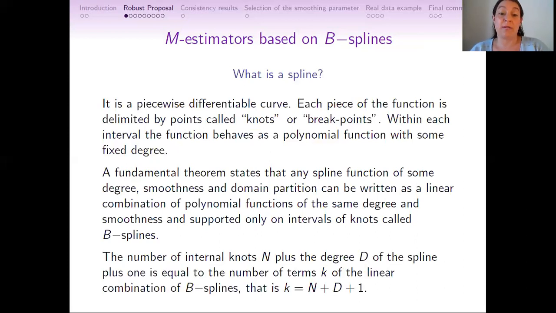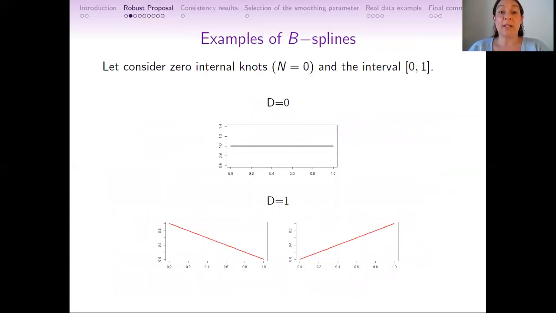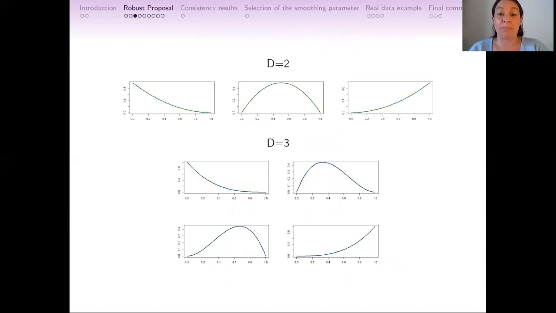The number of internal nodes, n, plus the degree of the spline plus 1 is equal to the number of terms, k, of the linear combination of B-splines. Let's see some examples of B-splines. Consider the interval 0, 1 and 0 internal nodes, that is n is equal to 0. Then the number of elements on the B-spline basis is d plus 1. So when d is equal to 0, we have just one B-spline function. But when d is equal to 1, we have two B-spline functions, and so on.